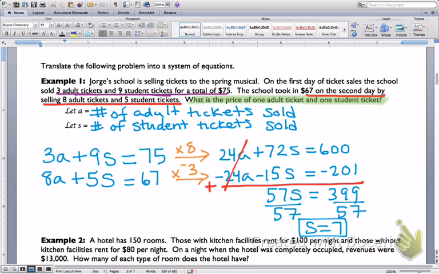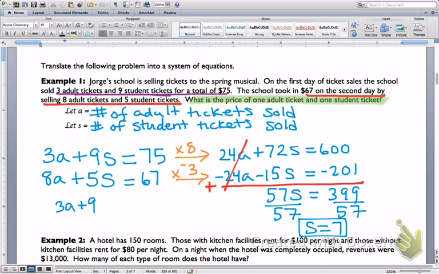All right, so we know how much student tickets cost, and we know how many student tickets were sold, and that was a total of 7. Now let's figure out how many adult tickets were sold. So we're gonna take our 7 and plug it back into, let's say, the first equation. So we're gonna have 3 times, I'll do it at the bottom here since there's not much room on the right.